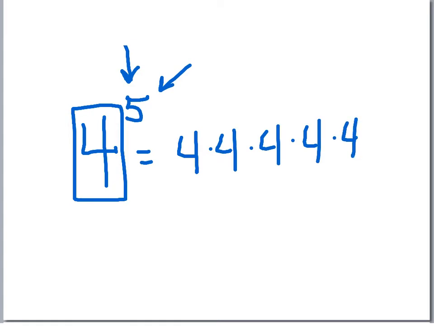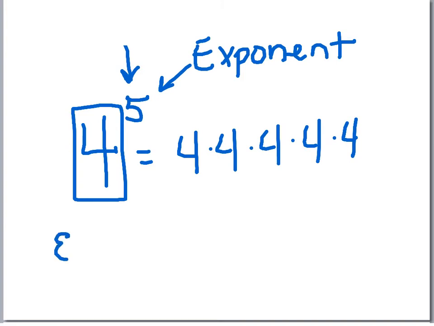Again, that little floaty number there is the exponent. So when you have a number written like this, with an exponent over the base number, that is called exponential notation.